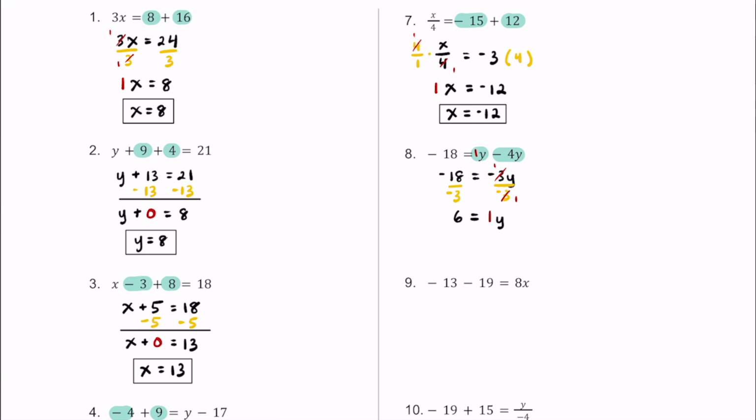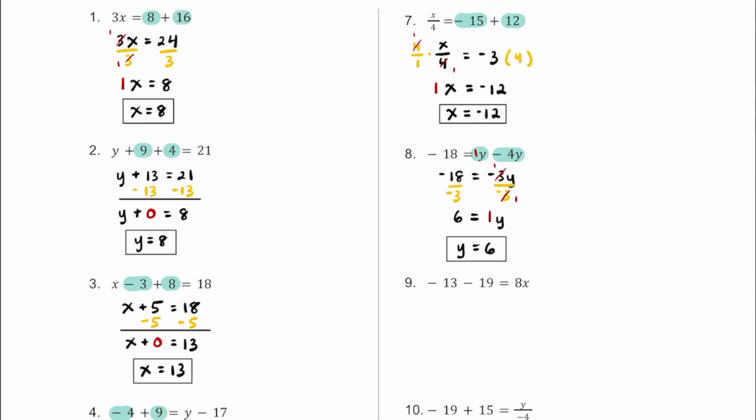Now, by the identity property of multiplication, we can drop that 1 and just say that 1y is equal to y. And turning this around, we're going to write y is equal to 6. Checking this by substituting that 6 into the right side of the original equation, we have y, which is 6, minus 4 times y, or 4 times 6, that's 24, and 6 minus 24 equals negative 18.